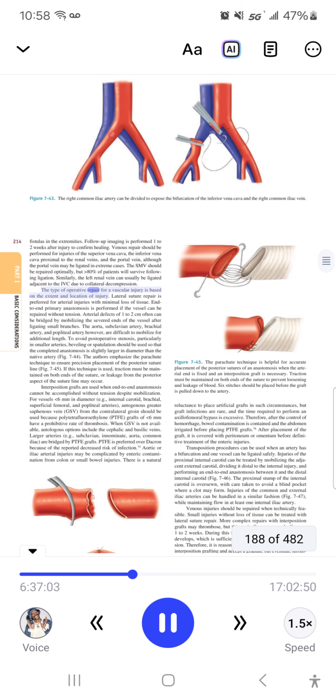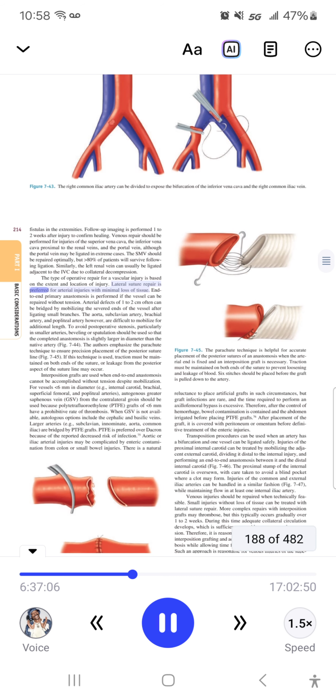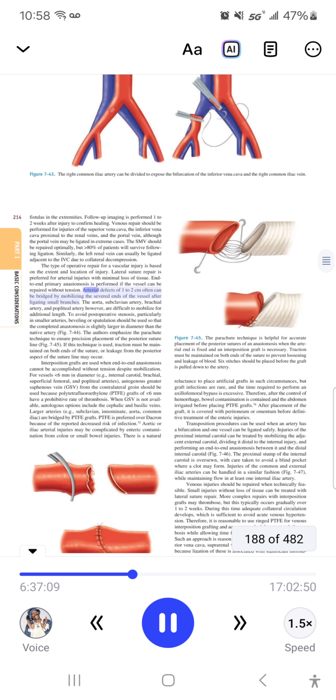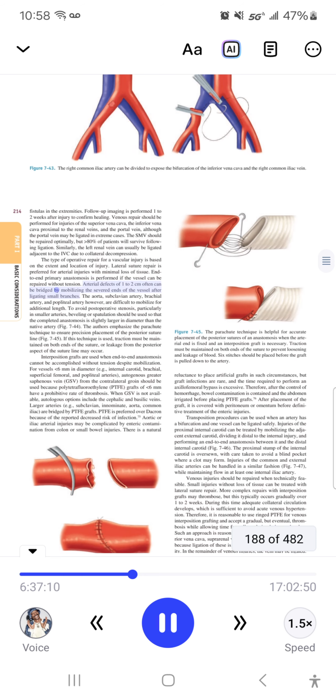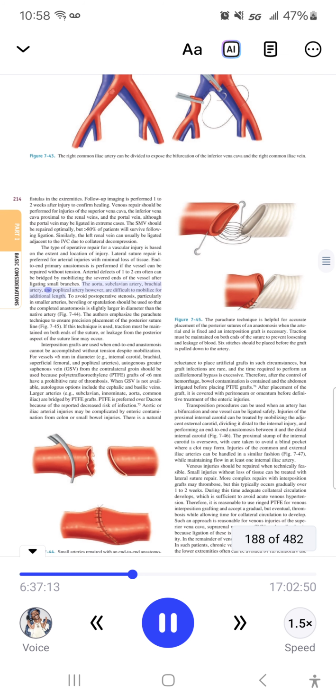The type of operative repair for vascular injury is based on the extent and location of injury. Lateral suture repair is preferred for arterial injuries with minimal loss of tissue. End-to-end primary anastomosis is performed if the vessel can be repaired without tension. Arterial defects of 1 to 2 cm often can be bridged by mobilizing the severed ends of the vessel after ligating small branches. The aorta, subclavian artery, brachial artery, and popliteal artery, however, are difficult to mobilize for additional length.